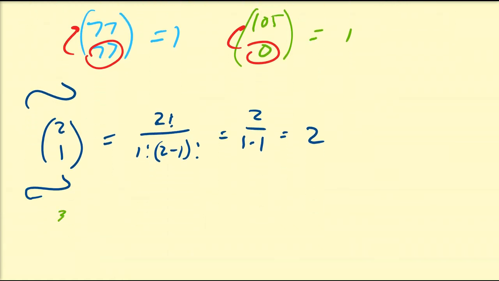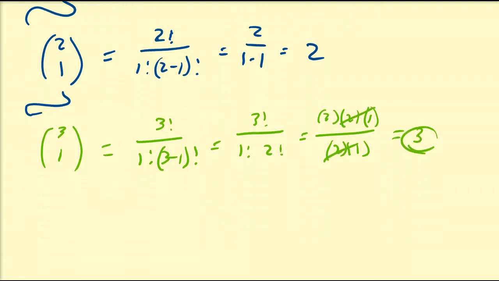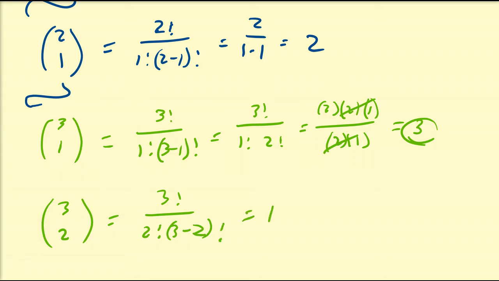Let's look at 3 choose 1. This is 3 factorial over 1 factorial times 3 minus 1 factorial. So that's 3 factorial over 1 factorial times 2 factorial. We have 3 times 2 times 1 on the top, 2 times 1 on the bottom. They cancel, just leaving us with 3. And one can also show that 3 choose 2 is 3 factorial over 2 factorial times 3 minus 2 factorial. This is also equal to 3.